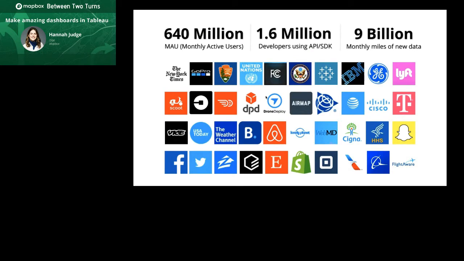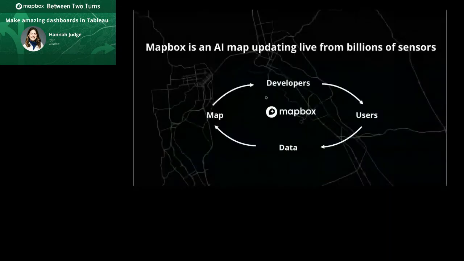We don't have an app of our own, but we power the location services inside of other people's apps, which means there are over 640 million monthly active users touching Mapbox every single month. Because of this, we're getting about 9 billion miles of new anonymized location data every single month. So what do we do with that data?